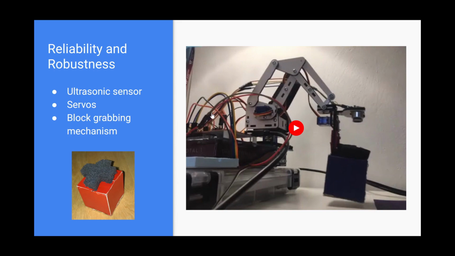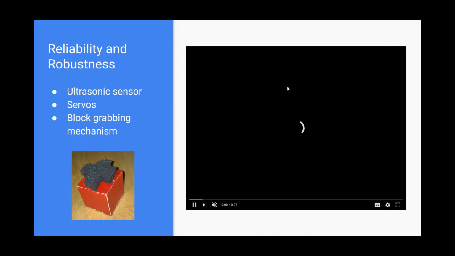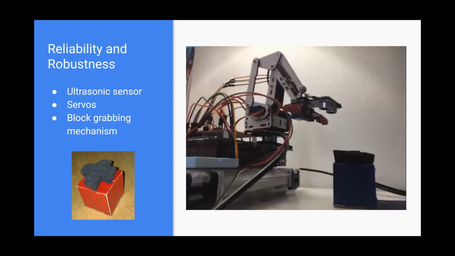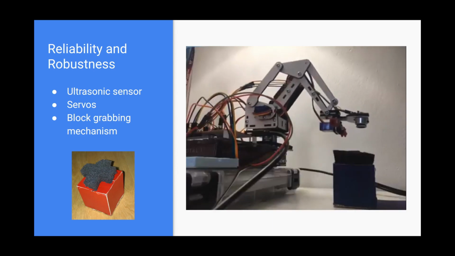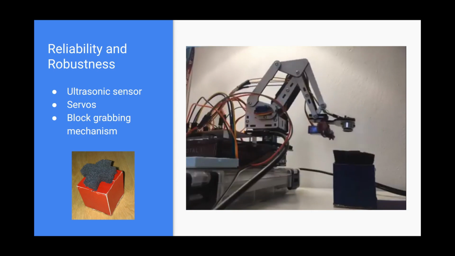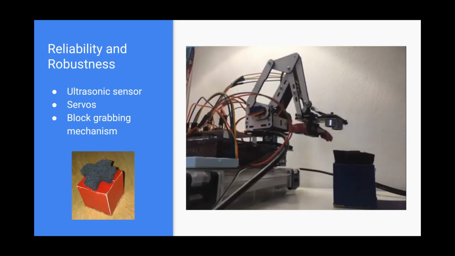The main problem was with the block grabbing mechanism. So you can see here in the photo, there's actually a little bit of a foam handle because the blocks are too big for the arm to be grabbed just by the arm itself. But as you can see in this video, combined errors with the sensor and the servos and the block handle would sometimes cause the arm to not detect an object or to detect it in an incorrect position.